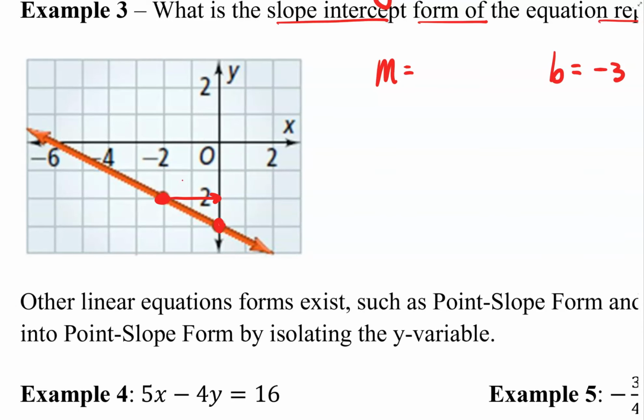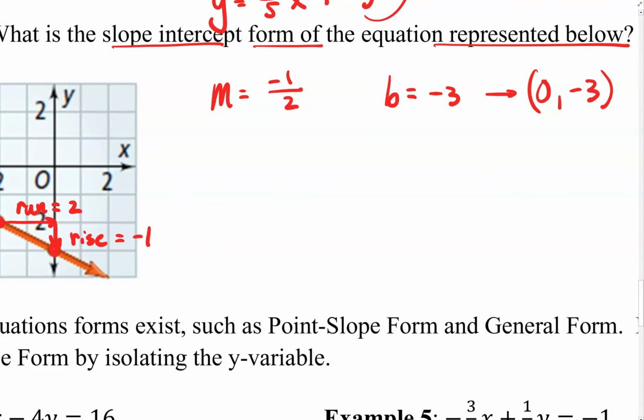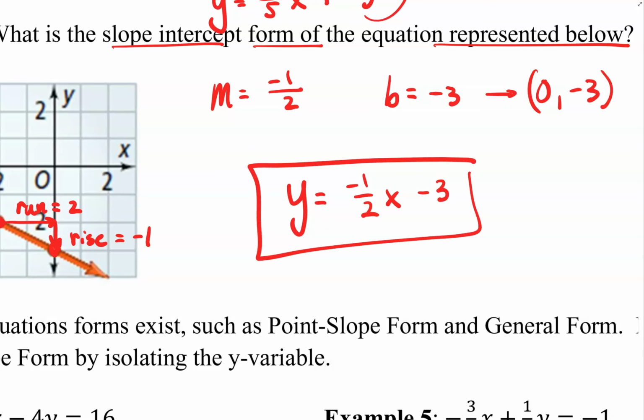So it looks like I have a run of 2. I'm running horizontally 2, and I'm rising. This is kind of counterintuitive here, but I'm rising a -1. I'm actually dropping. I'm falling 1 unit. And so we can indicate that fall by using the number -1. So if I report rise over run, we have a -1/2. It looks like we have an m value, or a slope of -1/2, and a y-intercept at -3. And therefore we can report our slope-intercept equation as -1/2 times x minus 3.